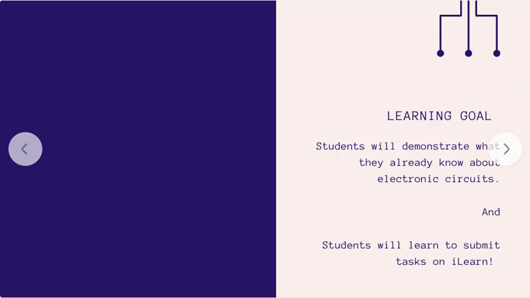So our learning goal for today is that students will demonstrate what they already know about electronic circuits. So there you go. This lesson is going to be a piece of cake for you guys. You just have to demonstrate what you already know. As well as that, another kind of side learning goal is that you will learn to submit tasks on iLearn.